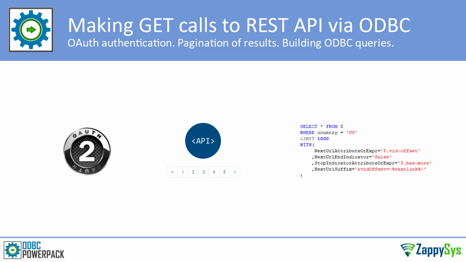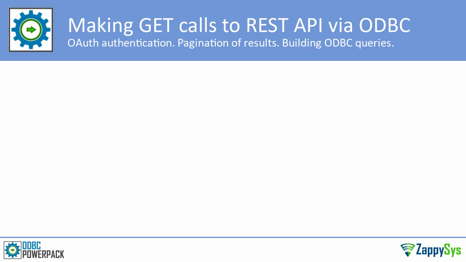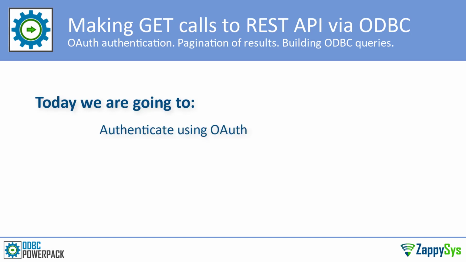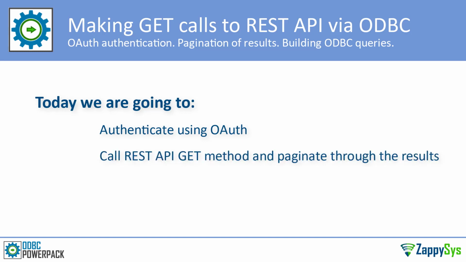In this video triplet, we will continue where we left off in the previous video, ODBC PowerPack the basics. With the ZappySys ODBC JSON driver and ODBC data source, you will learn how to authenticate using OAuth, then make HTTP GET requests to a REST API, and paginate through the results. Finally, you will find out how to build ODBC queries and use them in applications.